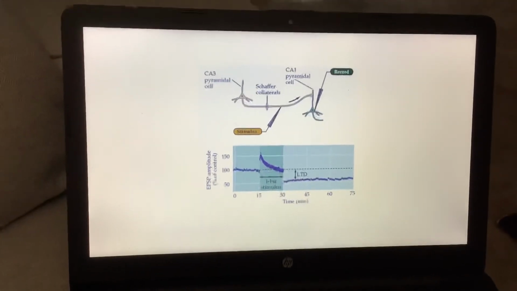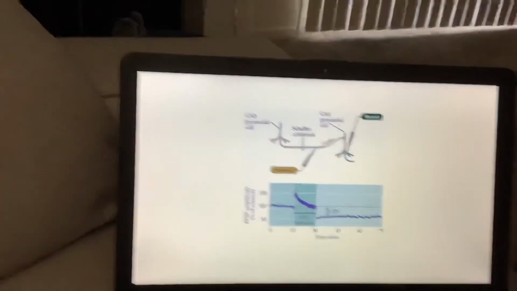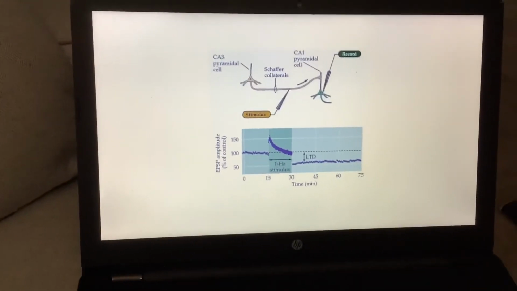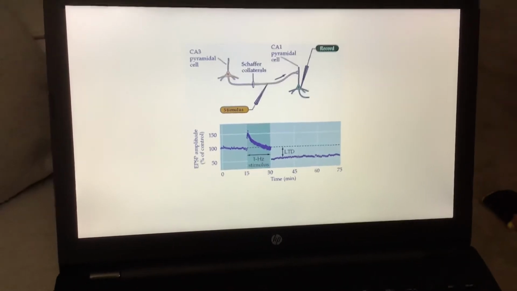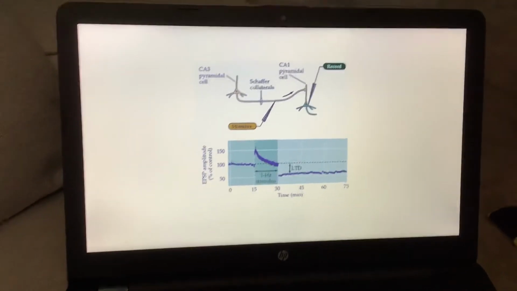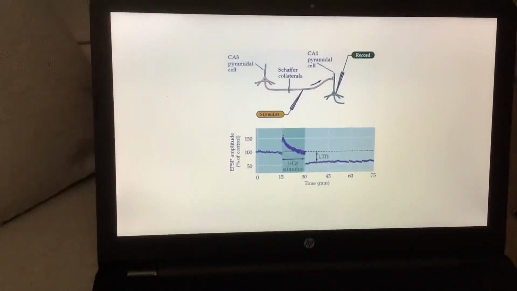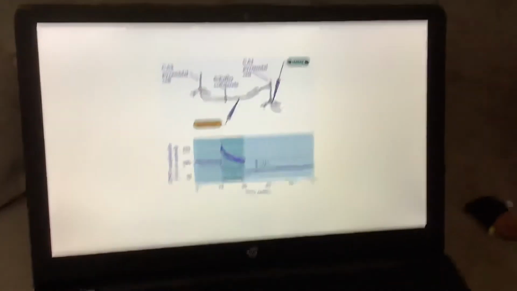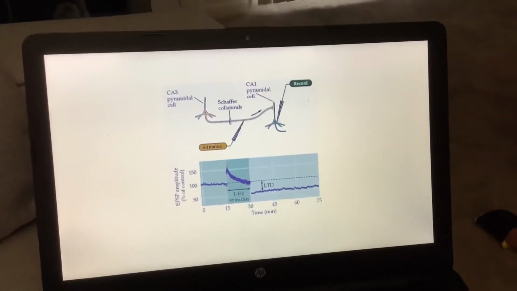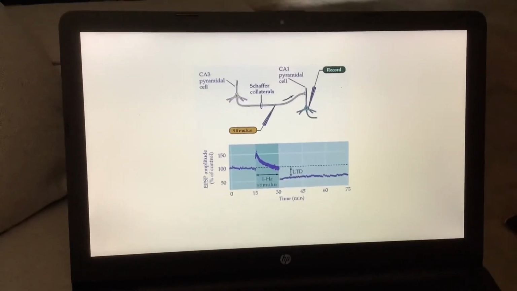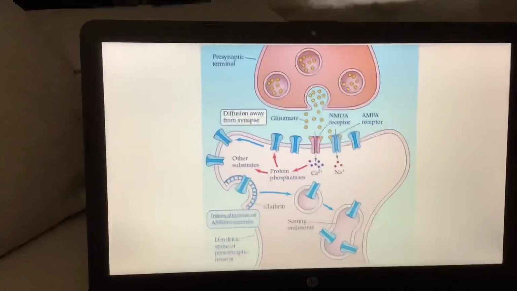So LTD does occur at the synapse between Schaffer collaterals and CA1 pyramidal cells in the hippocampus, and it occurs when the Schaffer collaterals are stimulated at a low rate, which slows down the EPSPs inside of the cell.